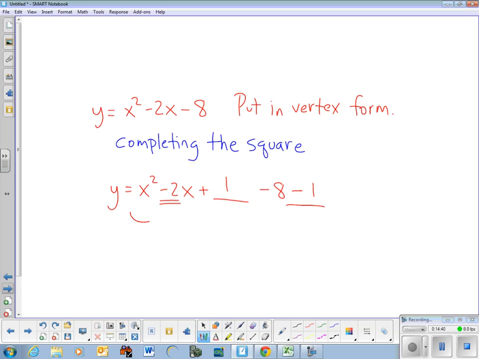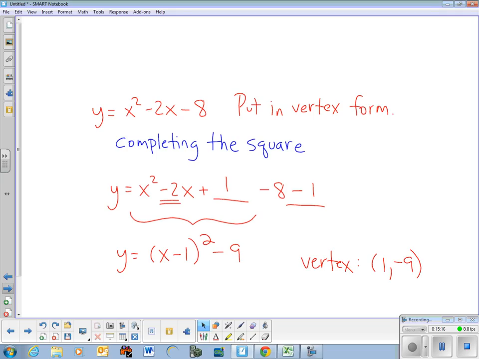Well, the point is that now all of this can be written as that perfect square binomial, x minus 1 squared. The number that we got when we cut -2 in half, that's the number that goes in here with the x. Then the -8 and the -1 combine to make -9. And that's how you can go from standard to vertex form. And the usefulness of vertex form, again, is that it shows you the vertex really quickly. The vertex of this parabola is the opposite of -1, and then -9 as is. You don't have to take the opposite of -9.